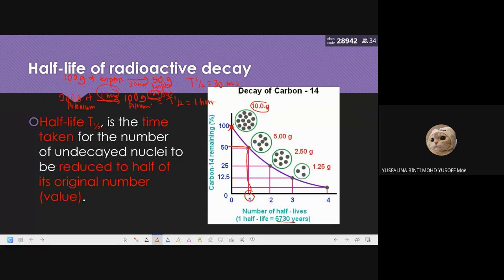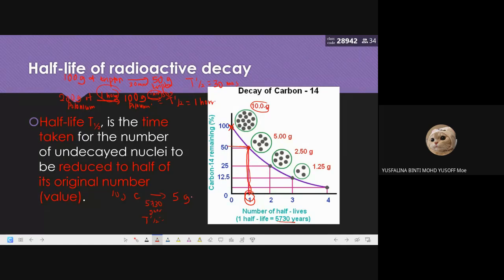So that means from 10 gram to 5 gram, the carbon needs 5730 years to decay. So let's say if I have 10 gram of carbon and it becomes 5 gram, it needs 5730 years, and it's one half-life. Okay, because it states here that one half-life is 5730 years, and if you underline the graph it shows one, right? So one half-life means 5730.